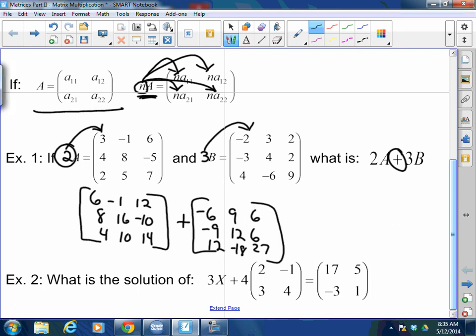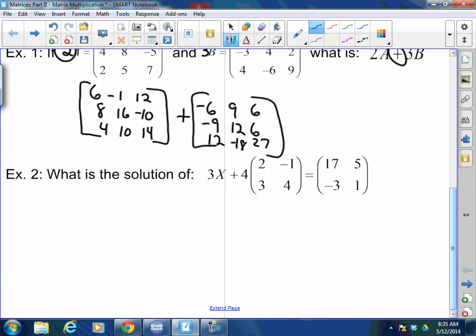And now, just like you learned over the weekend, adding matrices is very easy. Element to element. So in this case, 6 minus 6, that's 0. Negative 1 plus 9, 8. 12 plus 6, 18. 8 minus 9, negative 1. 16 plus 12 is 28. Negative 10 plus 6 is negative 4. 4 plus 12 is 16. 10 minus 18 is negative 8. And 14 plus 27 is 41.